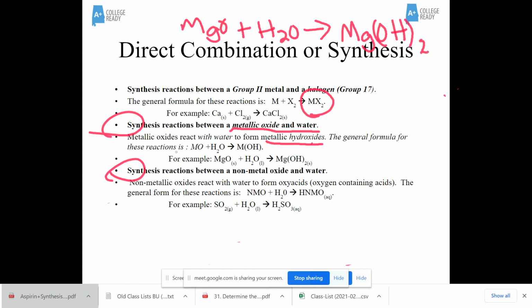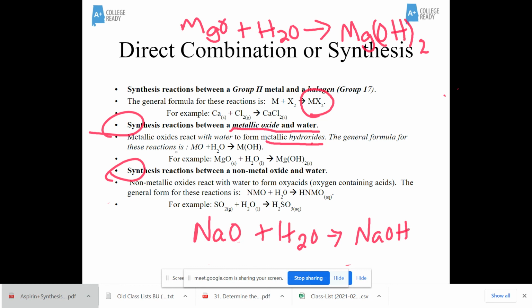If I had sodium oxide and I react it with water, it's going to give me sodium hydroxide. If I had calcium, it's going to give me what? If I had calcium oxide and water, it's going to give me calcium hydroxide. All metal oxides, we add them to water, they give us the metallic hydroxide.